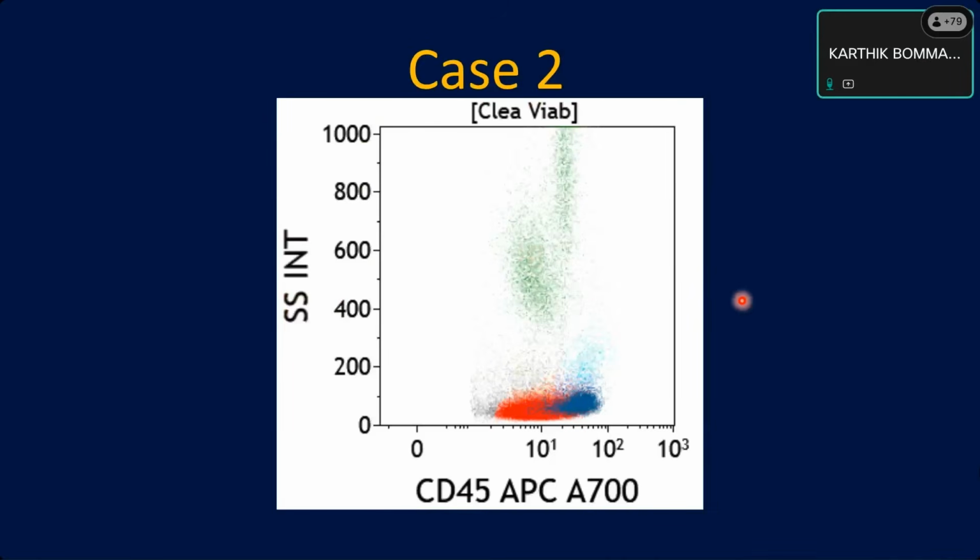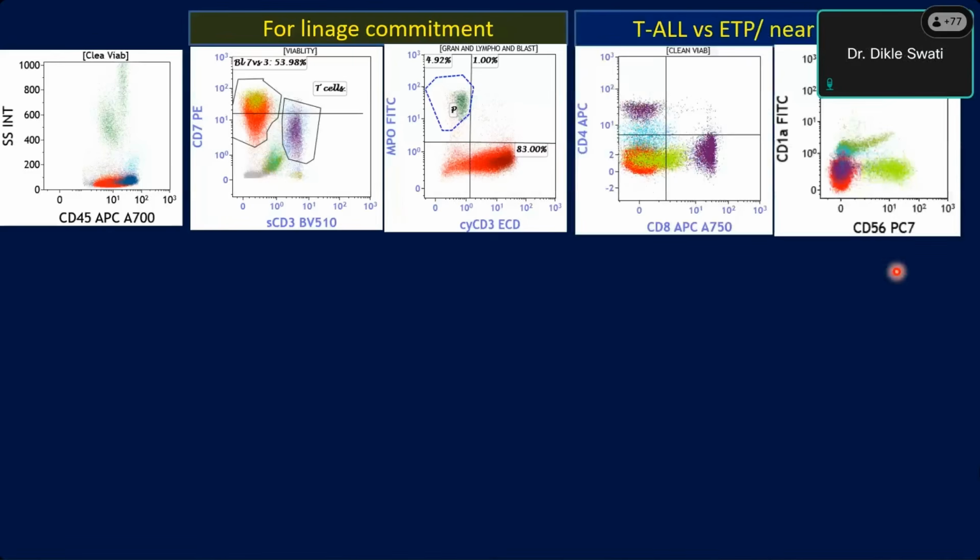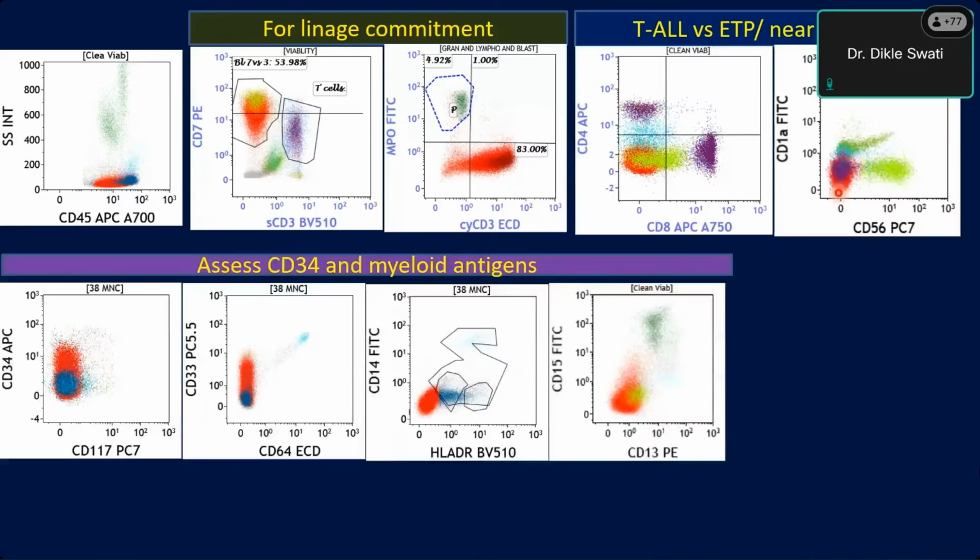Now coming to the last few scenarios. CD45 is dim and CD7? Positive. Cytoplasmic CD3 expression? Positive. And CD8 expression? No, CD8 is negative. And CD1a? Negative.